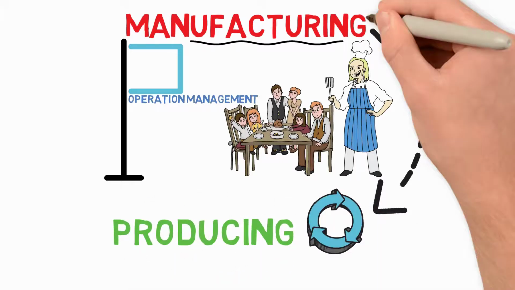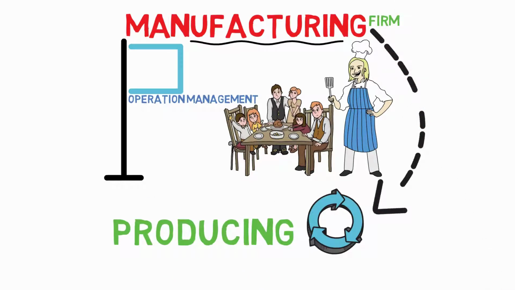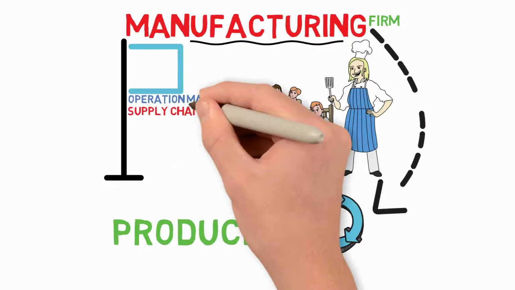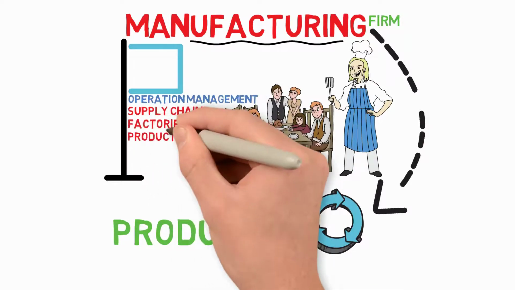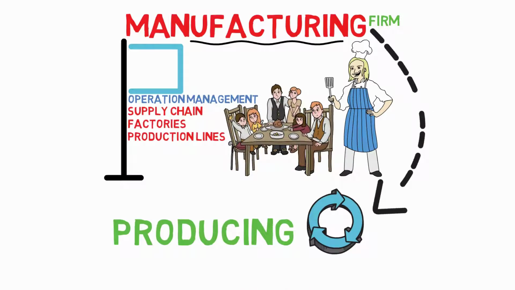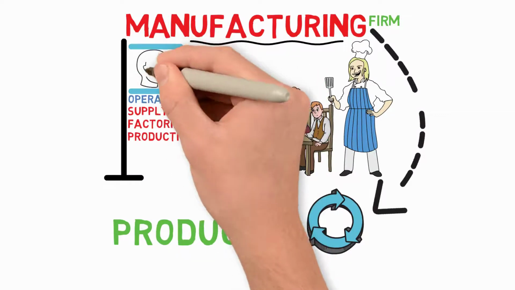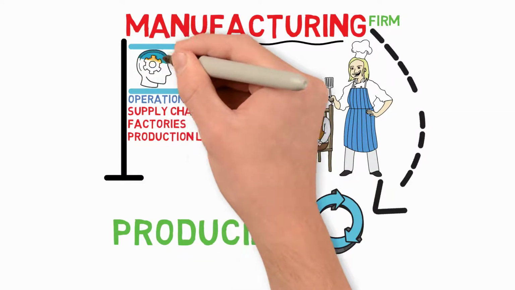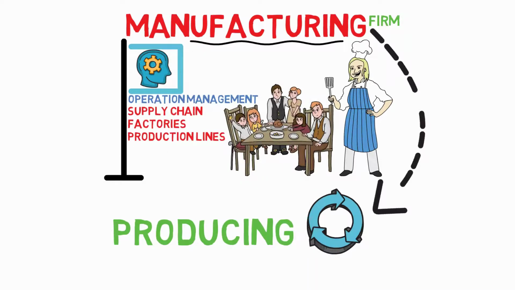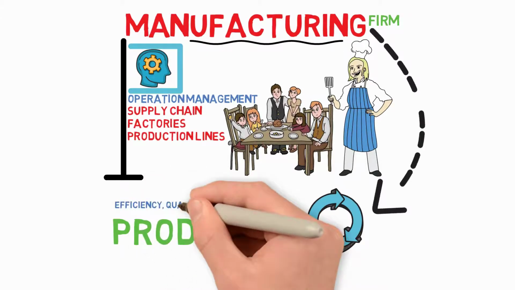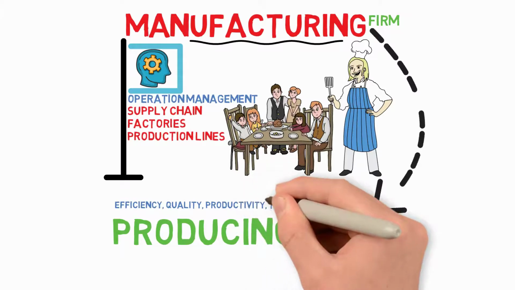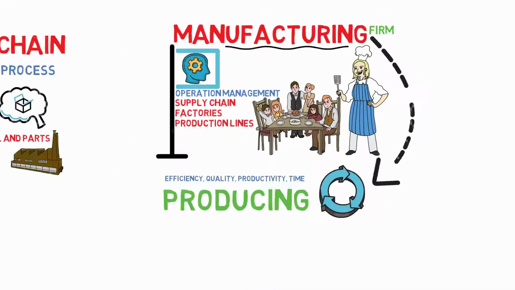If you have a manufacturing firm, the operation management here is concerned with managing the supply chain, factories, and production lines. The operation management team will carefully measure the process with management accounting techniques. These techniques optimize efficiency, quality, productivity, turnaround time, and other important metrics.